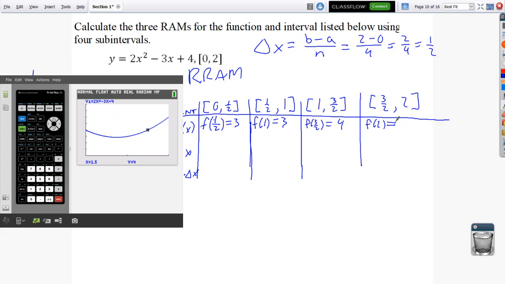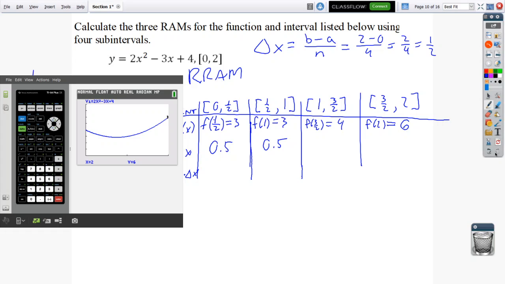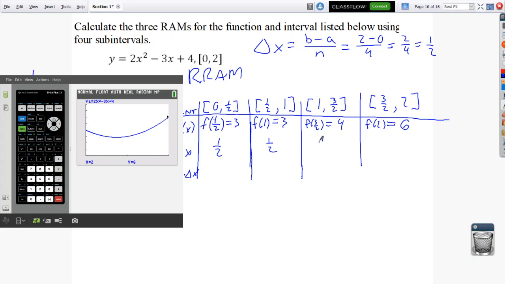f of 2 looks like 6 in that case. So now looking a little bit further, our delta x, since we're using the same interval and same number of subintervals, is still going to be, oh wait, I didn't use 0.5 before. Let's have consistency here, right? 1/2, 1/2, 1/2, 1/2. Going through, this will be 3/2, 3/2, 2, and 3.